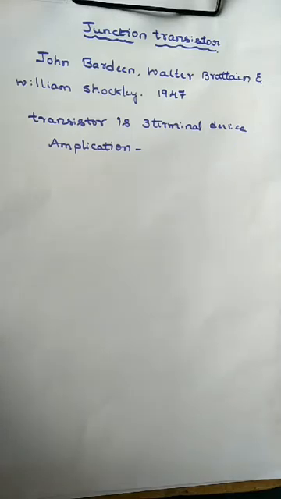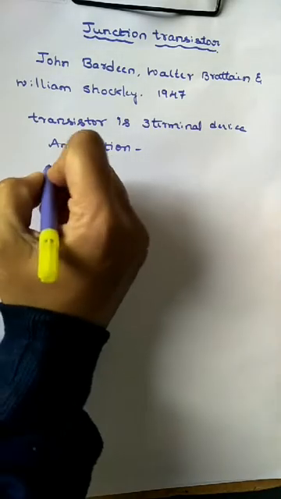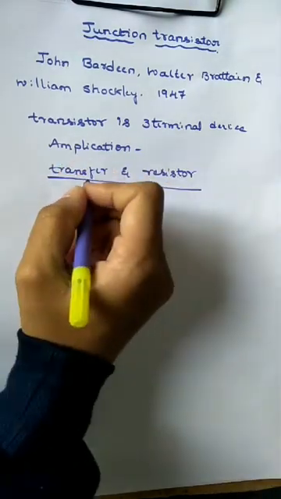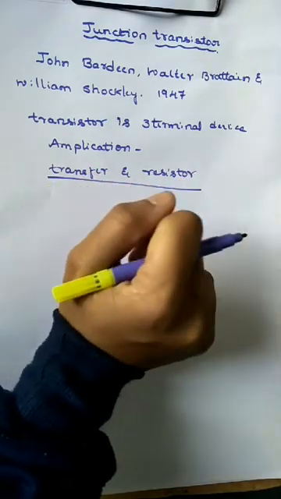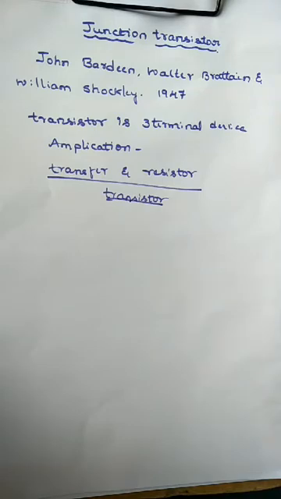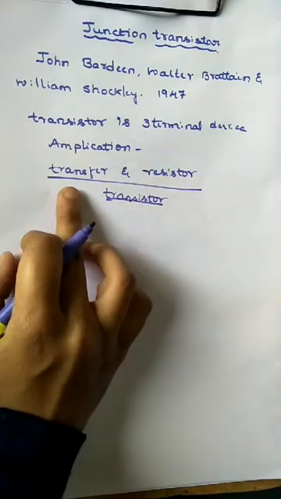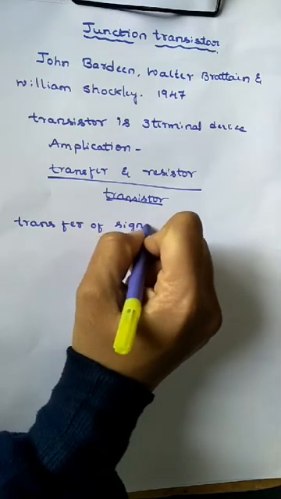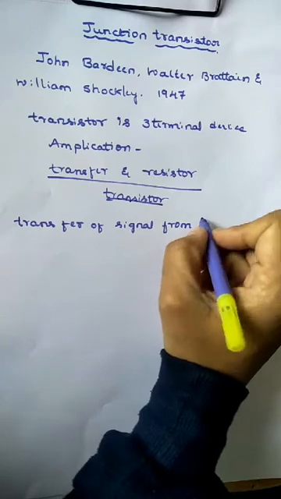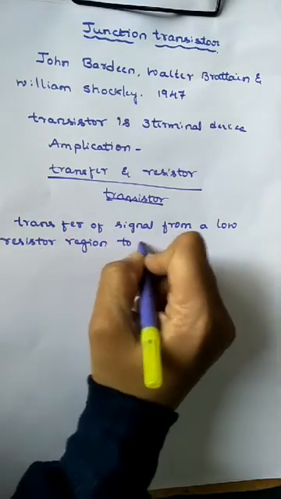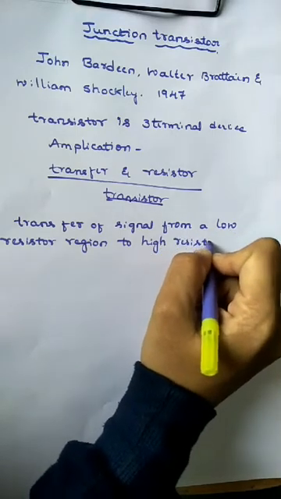The term transistor is a combination of two words: one is transfer, and another one is resistor. It represents the transfer of signal from a low resistor region to a high resistor region.